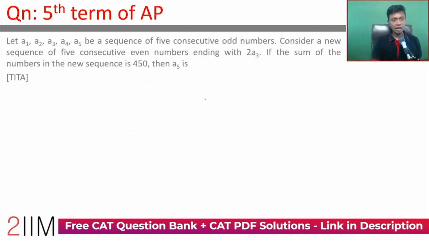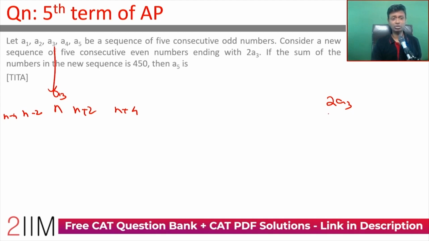and powers of 5. A1, A2, A3, A4, A5 be a sequence of 5 consecutive odd numbers. So A1, A2, A3, so I'm going to call this as n, A3 as n minus 2, n minus 4, n plus 2, n plus 4. Consider a new sequence of 5 consecutive even numbers ending with 2A3. So this is A3 ending with 2A3. 5 consecutive even numbers.